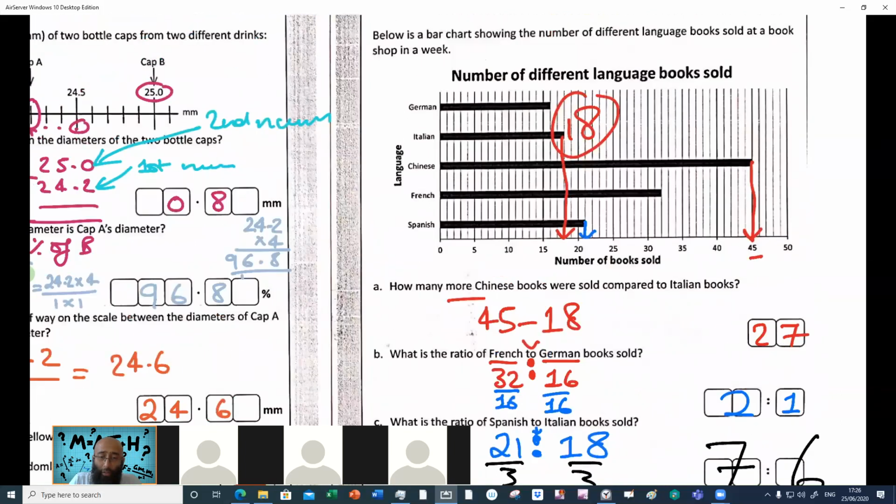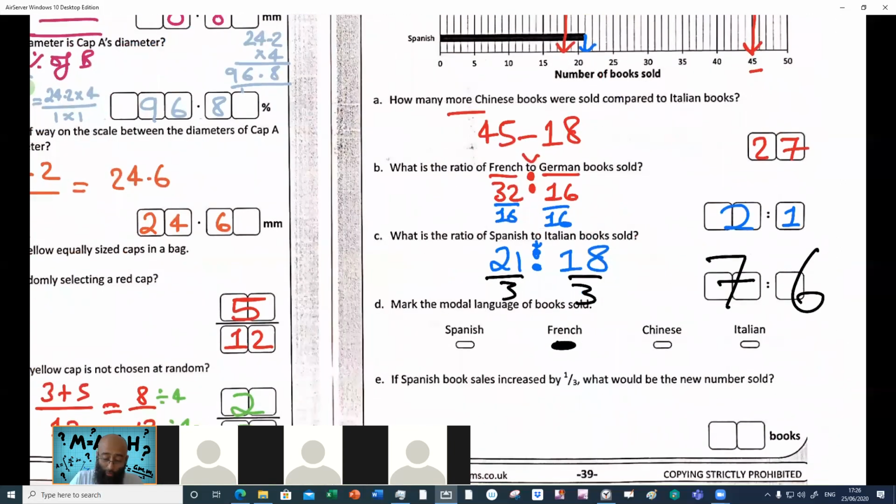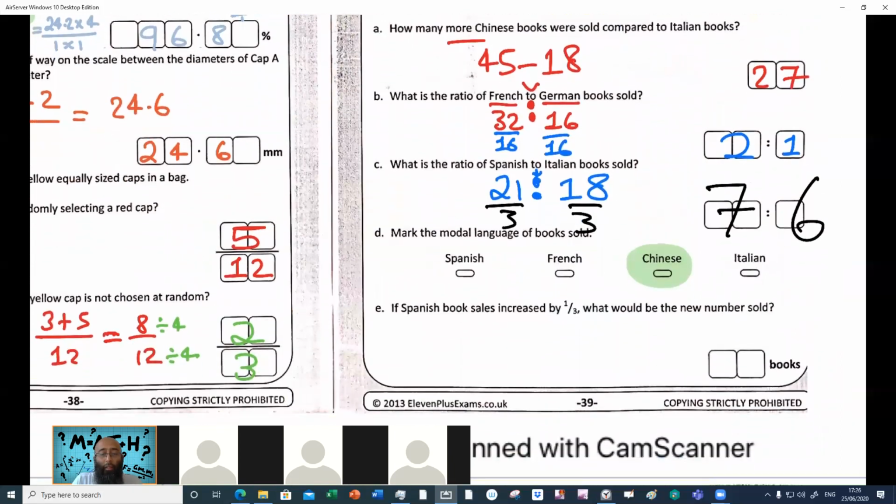You marked French. No, what about the French? No, you marked French. Have I marked the wrong one? Yeah. Oh, thank you. Yeah, sir's put it in the wrong place. Thank you for that. Chinese it is. Okay, good.